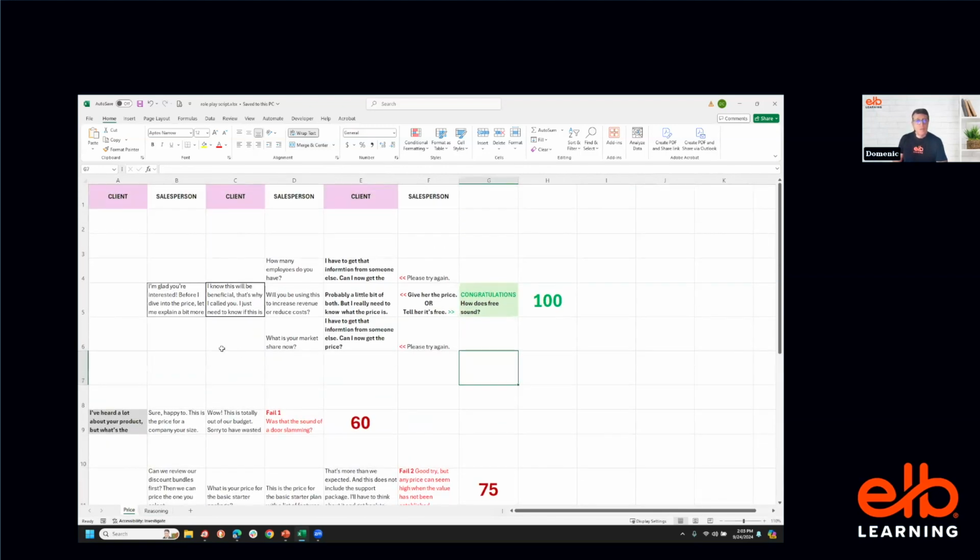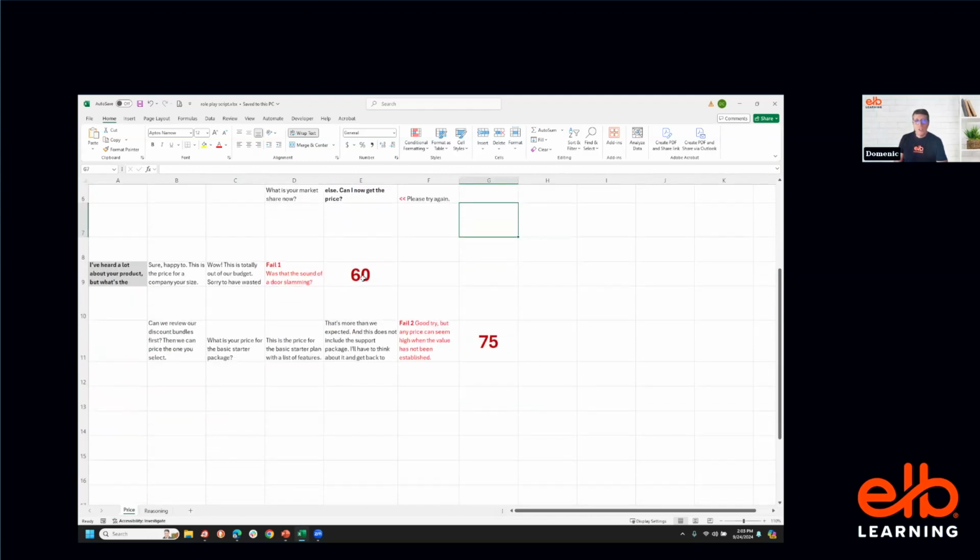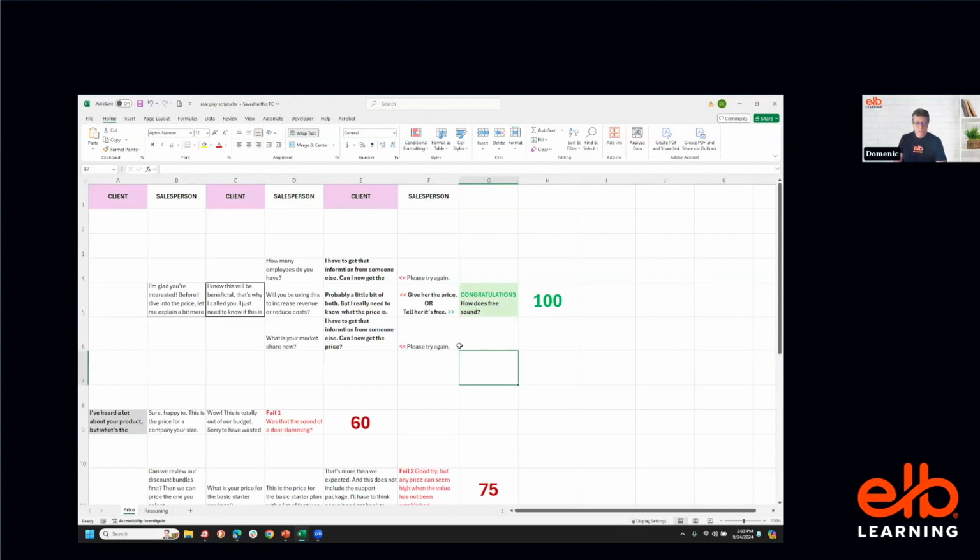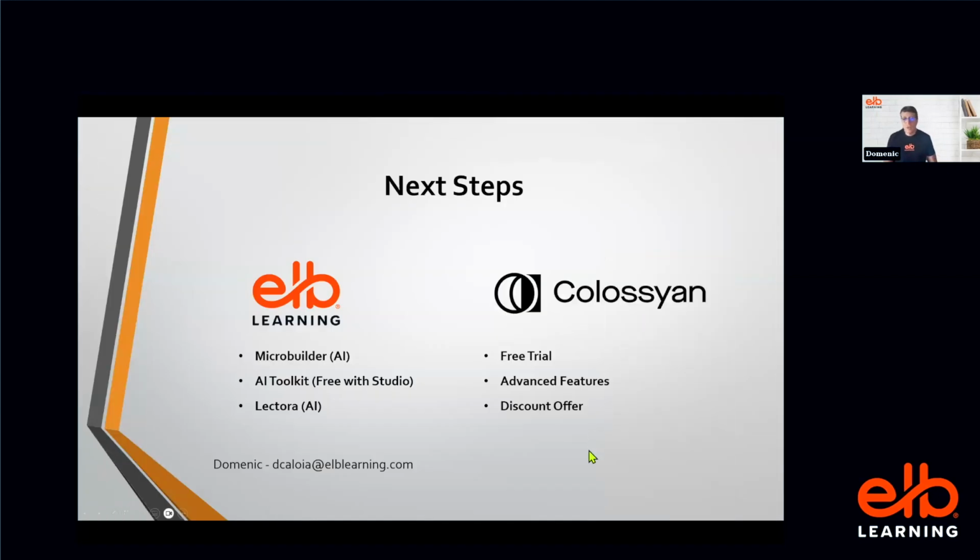In the first one, here's the opening right here in column A. Here's what the salesperson said. Here's what the client said. Here's what the salesperson had, different choices you could click on. Each choice led to a different client response. And eventually, if you went down the right path, you got 100. Here, you got a 60. Here, you got a 75. So that's briefly how I created that.